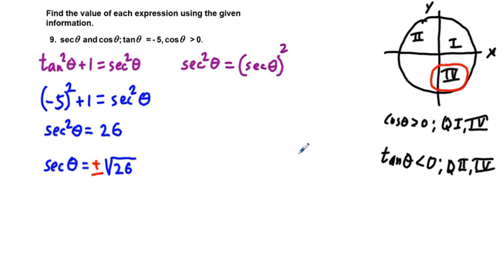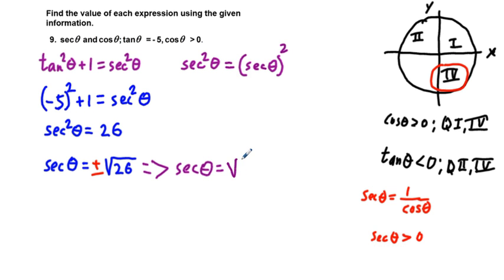But in this case, we should know that secant theta is 1 over cosine theta. And remember, we're given that cosine theta is greater than 0. So secant theta also has to be greater than 0. So let's go ahead and write this out. Therefore, secant theta equals square root of 26. Now, cosine theta equals 1 over secant theta, which in this case is going to be equal to 1 over square root of 26.